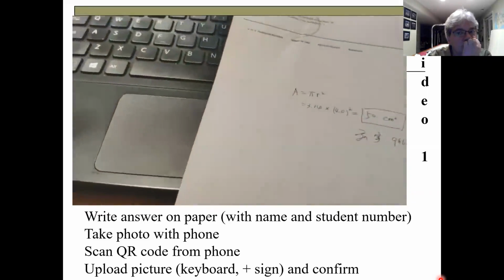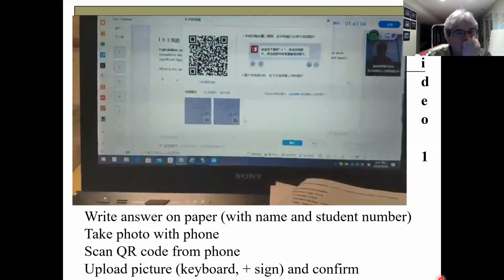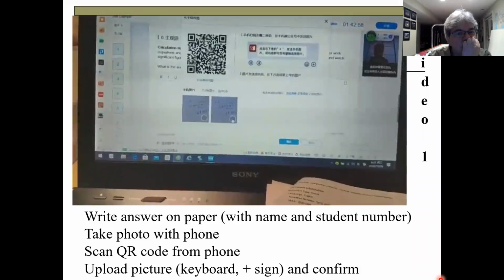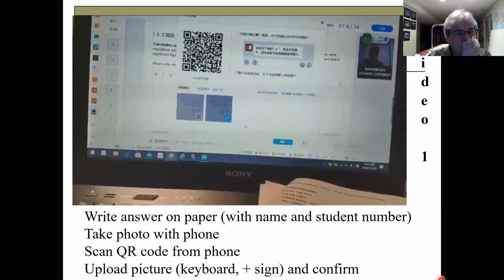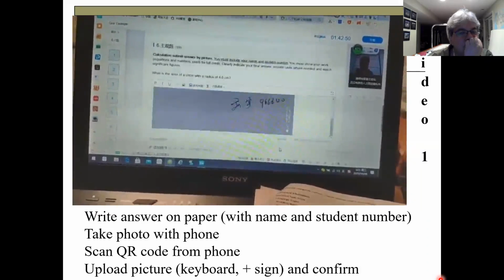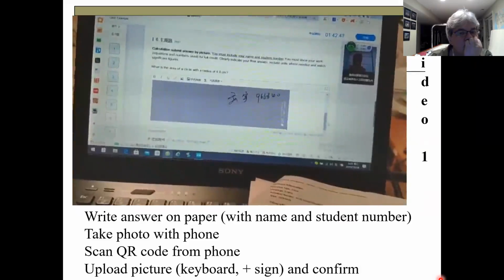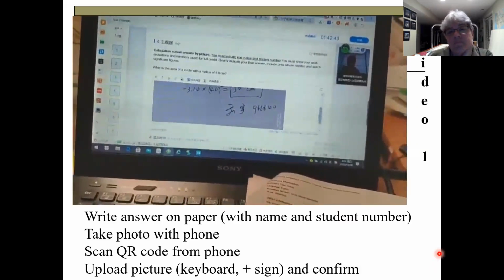After that, you can see the picture on your computer and select one. Select this picture, then press this button. Then you will see your picture on your computer. Okay, so that's one way to get your picture in.